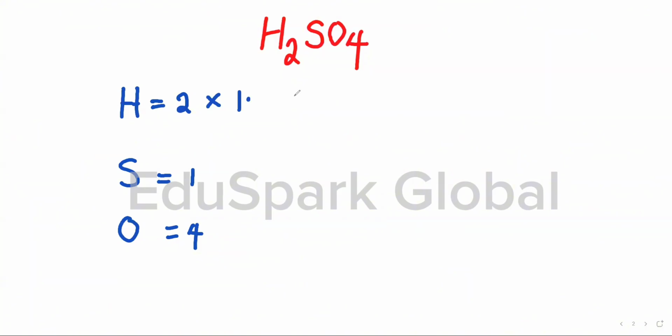So we have hydrogen, and that hydrogen is 2. Then we have sulfur, which is only 1, and then oxygen is 4. Now we're going to go ahead and multiply each one by their masses in the periodic table, the atomic mass from the periodic table. So hydrogen is 1.008. This will give us 2.016.